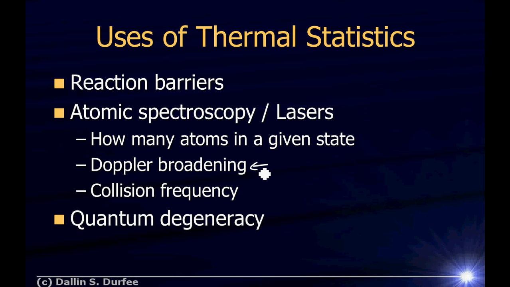Collisional frequency. How often do atoms bump into each other? Depends on how fast they're going, how many of them are going at different velocities. In my graduate work, I worked on something called quantum degeneracy, where we actually cooled atoms down so cold that they basically all went into the same quantum state. Once they're in the same quantum state, they stopped behaving independently and behaved like one giant mega particle. To understand quantum degeneracy, you need to know the thermal distribution of energies amongst your atoms. So anyway, thermal statistics, it's kind of abstract, but it turns out to be really useful in a lot of different ways.